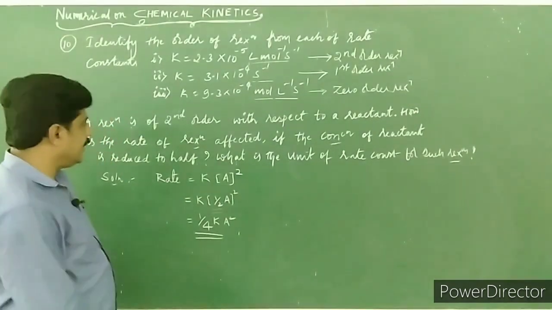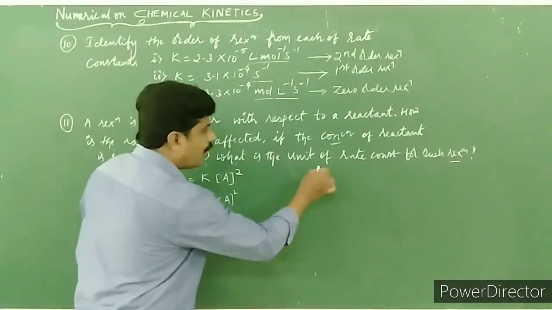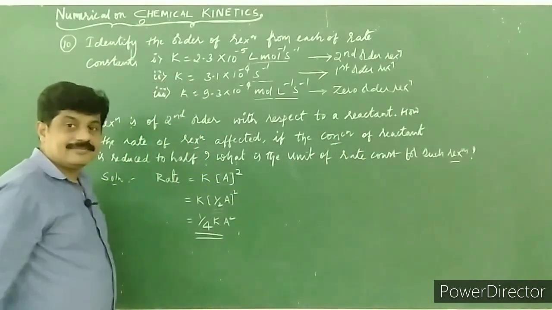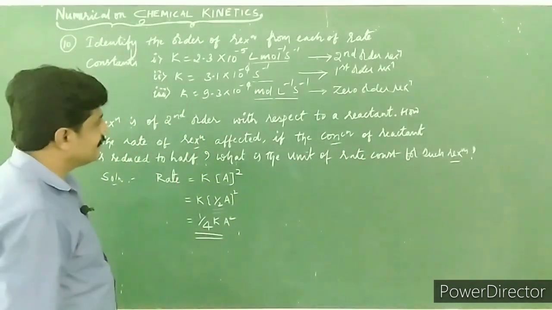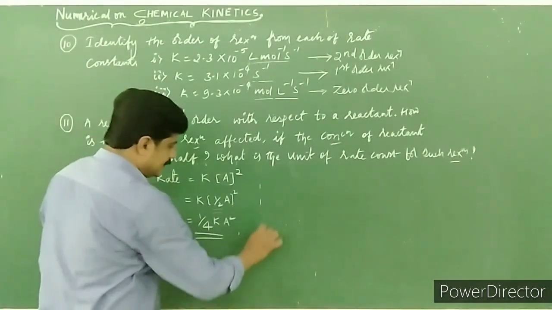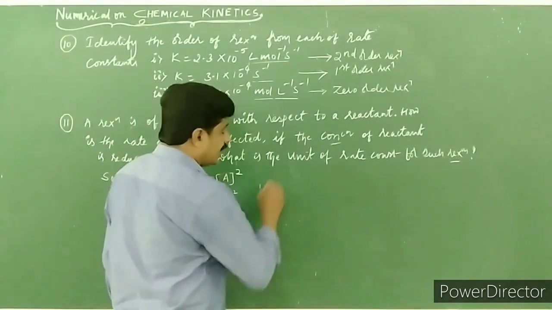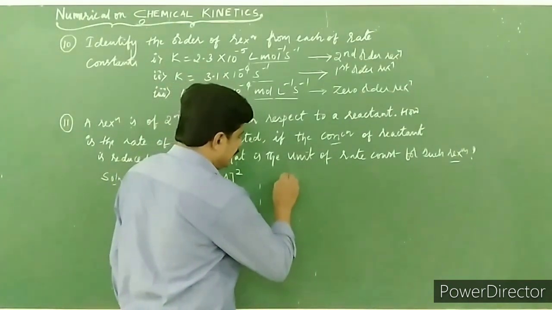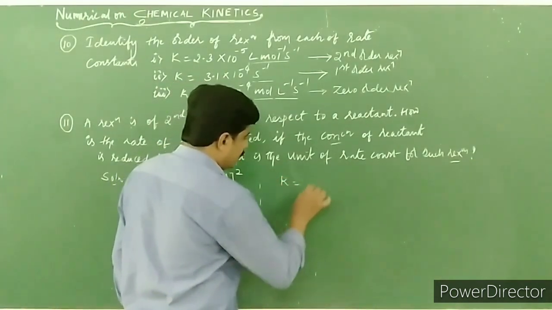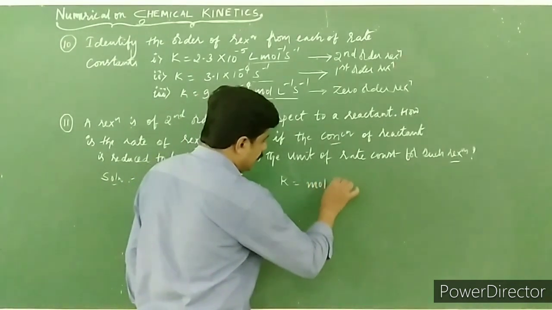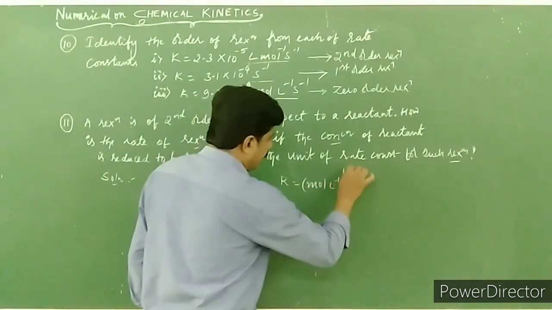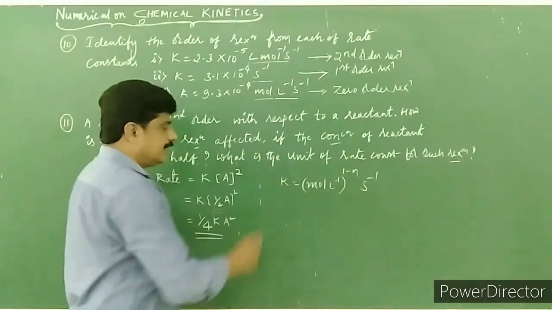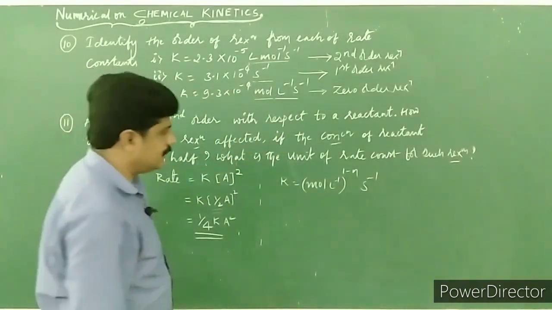Now second part, what is that? What is the unit of rate constant for such a reaction, like a second order reaction? How do I write that? Look at here please. You know that for nth order, how do I write? K is equal to mole per liter to the power 1 minus n per second. So this is what? For the nth order.